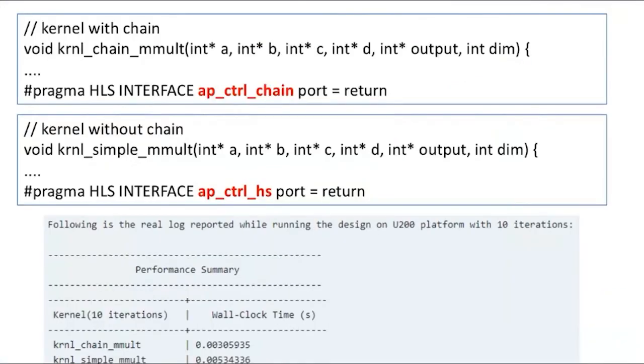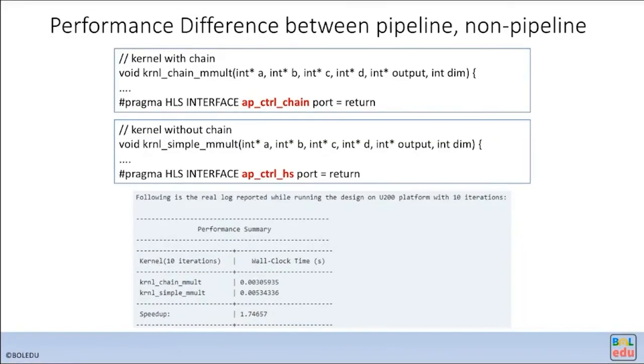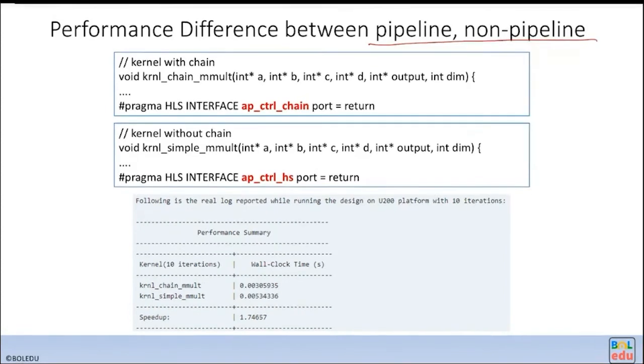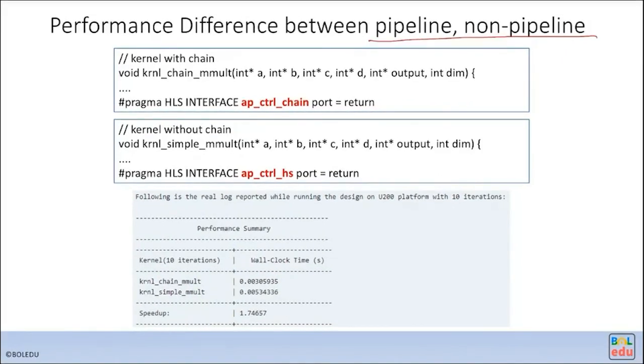This gives you an example of the performance difference between pipeline and non-pipeline. If you look at the textbook, there is a lab you can try out. Basically, the kernel function is just doing multiplication. One uses the protocol AP control chain, which means the kernel will be executed pipelined. The other kernel function's block protocol is AP control HS, which means it runs non-pipelined.